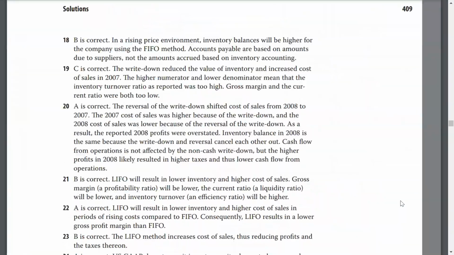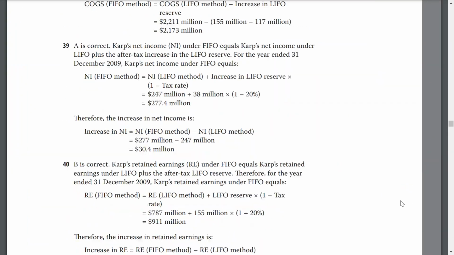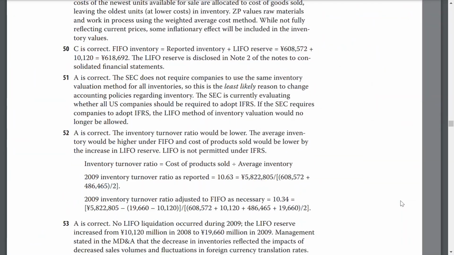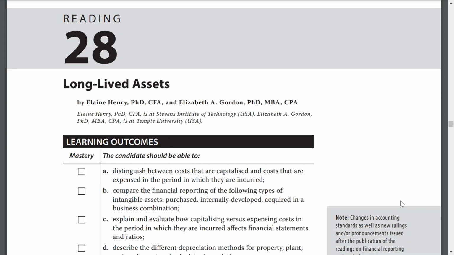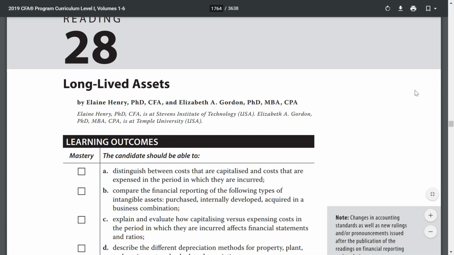So I do hope my readings have been helpful, and you have been gaining something, and my talks about what I'm drinking that day have been funny. So reading 28, we're going to be talking about long-lived assets. So I hope my readings have been helpful, and I hope to see you guys next time. Good.